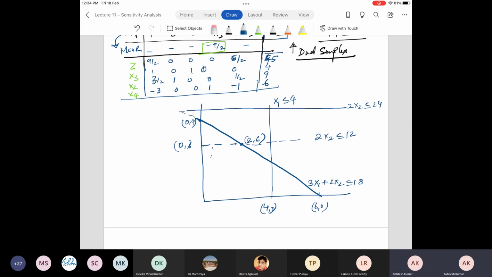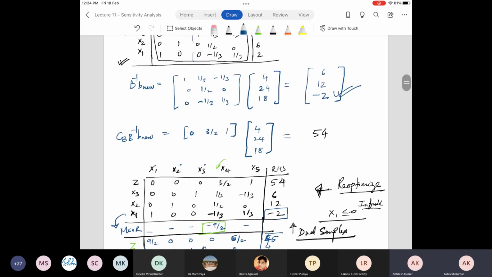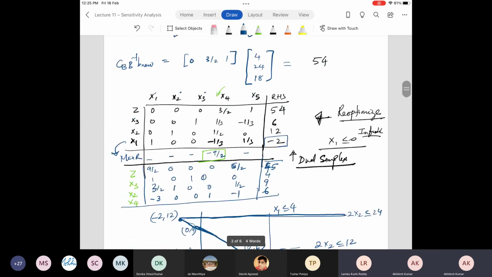Can you tell me the intersection of line 3x1 plus 2x2 and 2x2 less than equal to 24? What is the point you will get? These two lines? Minus 2, 12. What did you get here? Yes, sir. Minus 2, 12. Got x1 as minus 2 and x2 as 12.